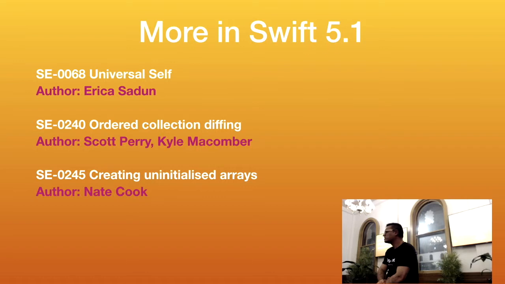They have ordered collection diffing. If you have collections, you can actually see what the differences are. So you have two arrays or two sets, you can see the diff, and it will tell you what is to be removed or added. So you actually get a collection which says these are to be removed, these are to be added. So what is the difference between these two, which is really useful in some cases.